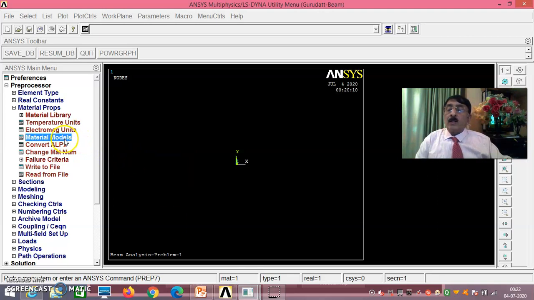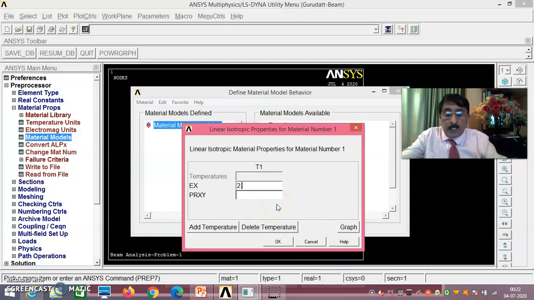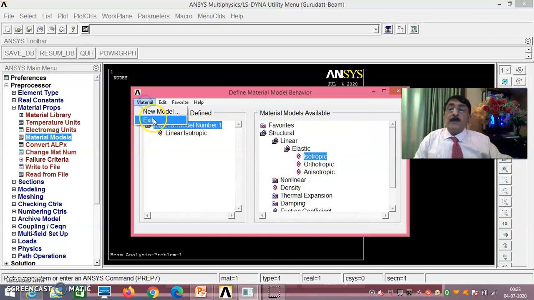Material models. 2.1 E11 I'll put, and Poisson's ratio is 0.27 you put, whatever is 0.3, 0.27. In that way, you put this. Material is only one, it is only steel, 2.1 e to the power of 11. It is Newton per meter square, you understand. That is why now the loading should be in newtons and the model should be in meter. That you carefully understand. 2.1 e to the power of 11. Poisson's ratio is 0.27. You just say okay. Then you say material exit.